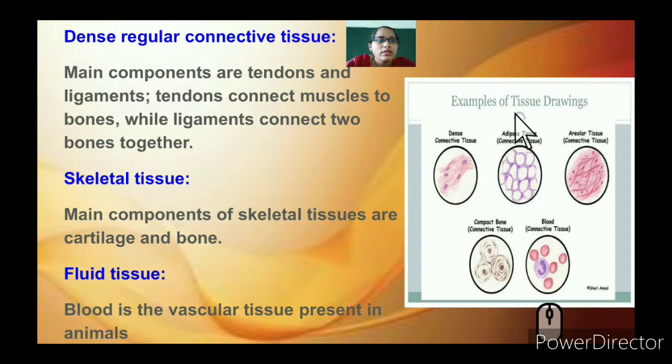Next is the fluid tissue. This is the next type of connective tissue. Blood is a vascular tissue present in animals.